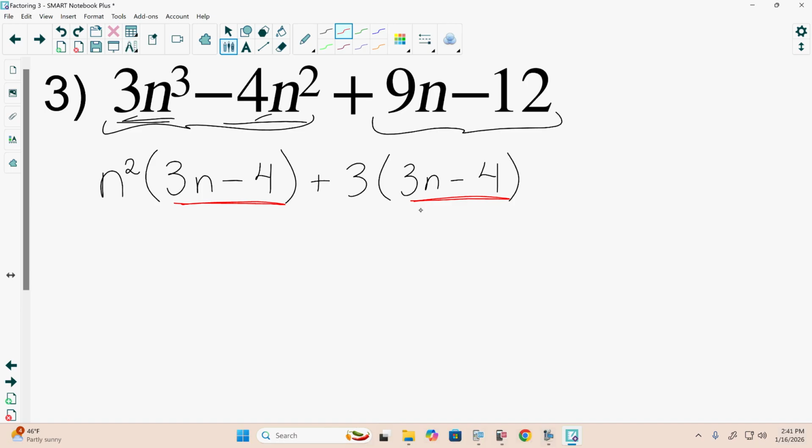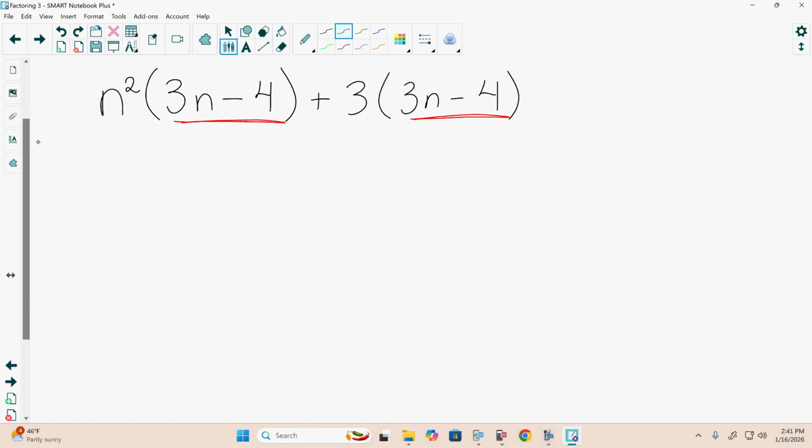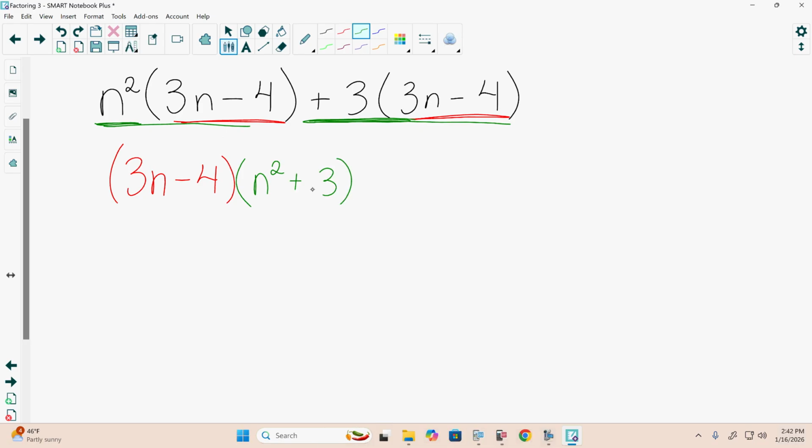So since we do have something in common in both, we can factor 3n minus 4 out of both of these terms here. We can remove it from both terms. If I factor 3n minus 4 out of our n squared times 3n minus 4, we're left with n to the second power, n squared. And it would be positive, but we don't have to put a sign in front of it. If we factor the 3n minus 4 out of 3 times 3n minus 4, we're left with positive 3. Since it is positive, we do have to put that plus between them. Questions on this here?